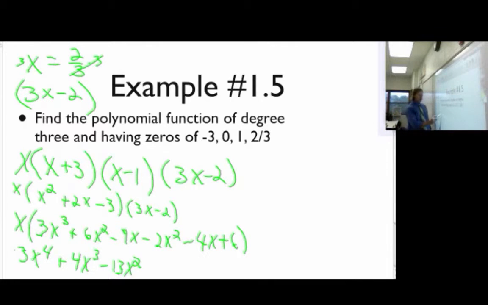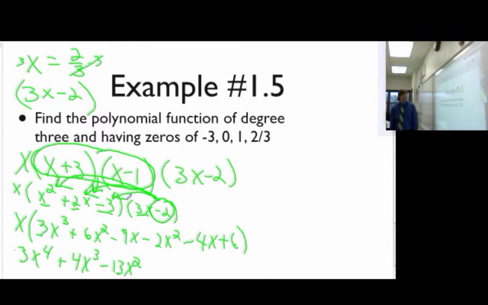Don't forget. All right, so while you were gone, we foiled these 2. And then we multiplied 3x times each one of these. And that gave us the first 3 terms. Then we took -2 and we multiplied it by each one of these. And really all we did was make a huge mess. You forgot the plus 6. So what have we done? And then we multiplied everything by x, combined like terms. And I think, what am I missing? The 6x? All right, fantastic.